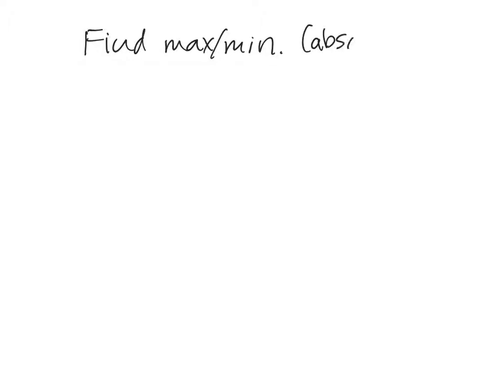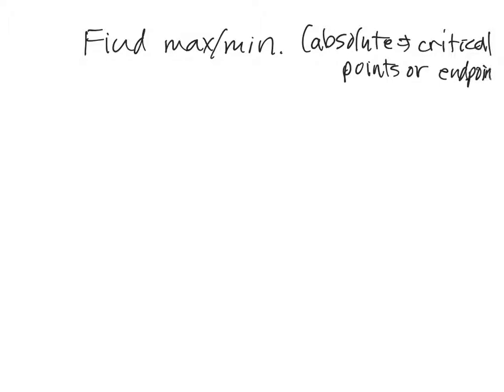For absolute, those could occur at critical points or at the endpoints of the interval. We would have a limited interval like from 0 to 3. So you check your critical points, but also check the endpoints. Relative or local maximums and minimums would just be where your critical points are. Possible maximum or minimum occur at critical points.